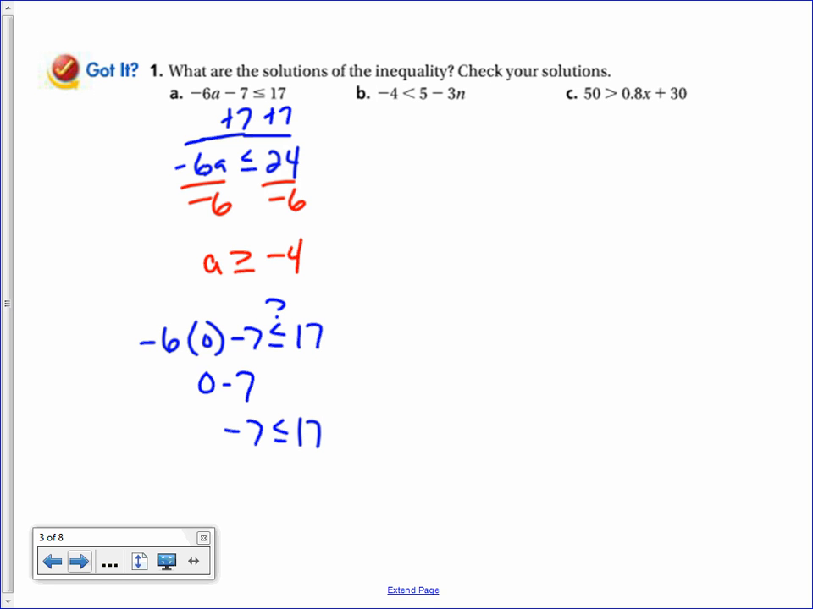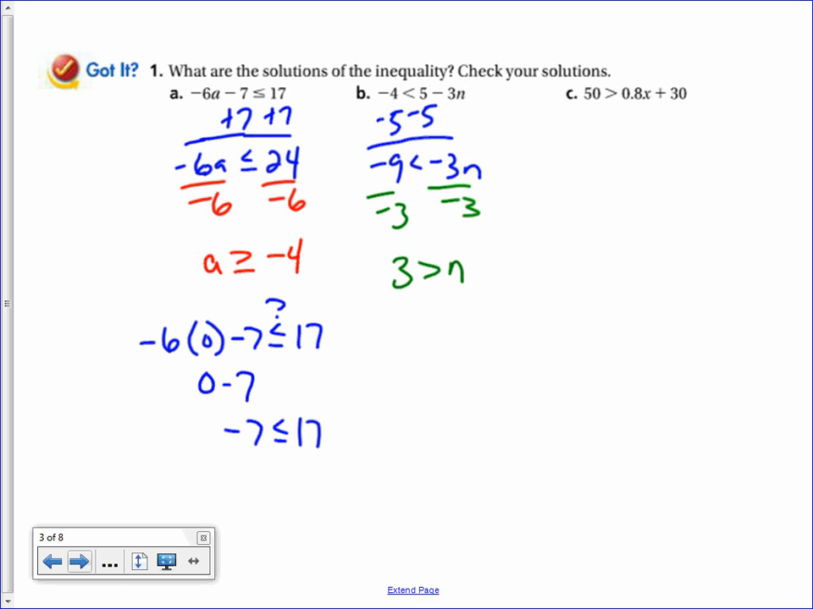I would first subtract 5 from both sides, and I would get negative 9 is less than negative 3n. My next step, I would divide by negative 3, and I get 3 is less than n. Did I do that correctly? Your answer should have been no, because I did not switch the inequality symbol. I divided by a negative, so I have to remember to switch it, and I'd have positive 3 is greater than n.